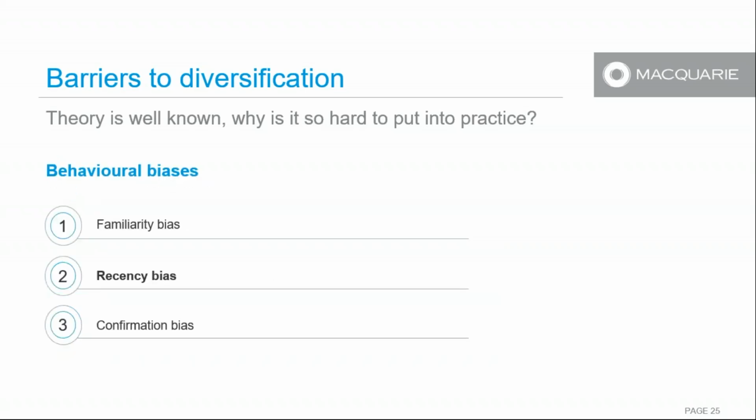The next behavioral bias is recency bias. Recency bias is about putting a larger weight on recent information, and as a result, ignoring the bigger picture.